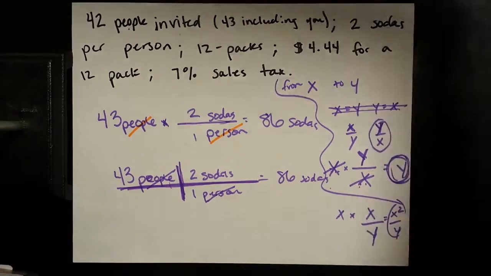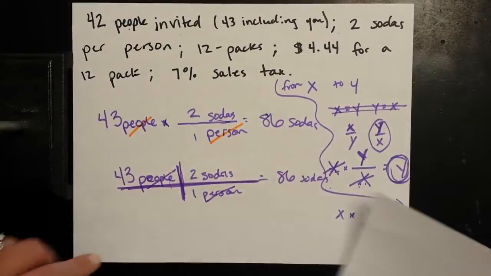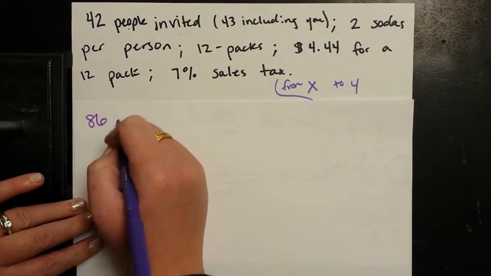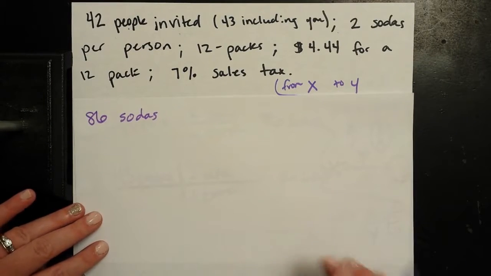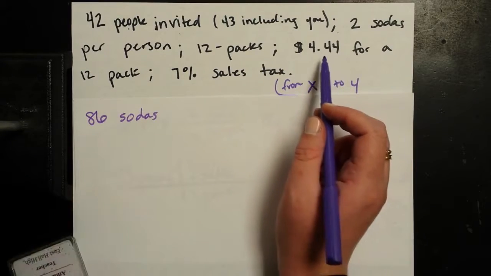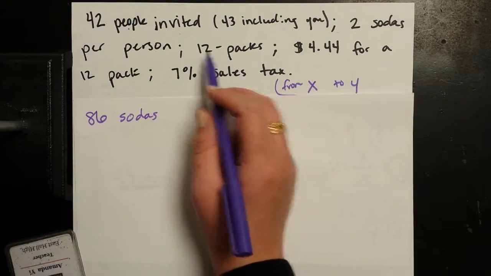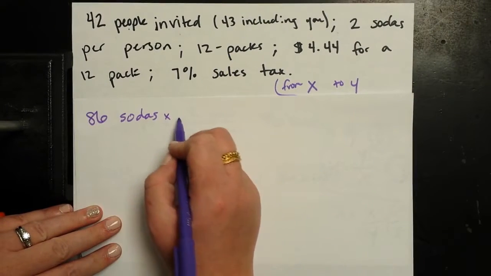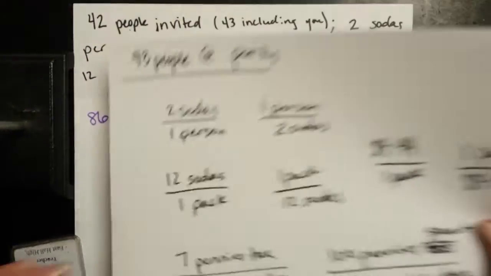Let me get some more paper so I can finish the problem. So that means now I've got 86 sodas that I need. That still doesn't get me into money. I don't know the price per soda, but I do know the price per pack, and I know how many sodas are in a pack. So if I'm going to buy my sodas, I need to figure out how many packs of soda I need if they're only sold in 12 packs.